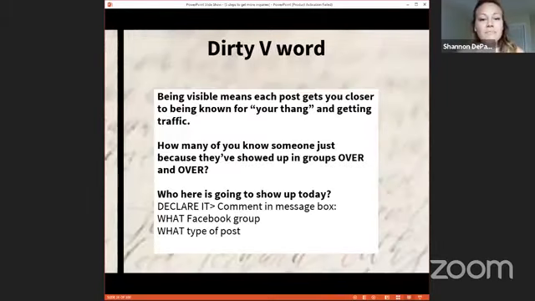But being visible means each post gets you closer to being known for your thing and getting traffic. So again, I'm this type of photographer for these types of people, I'm this type of designer for these types of people, and just showing up and in some way always making your thing very clear about who you are and what you came to do.